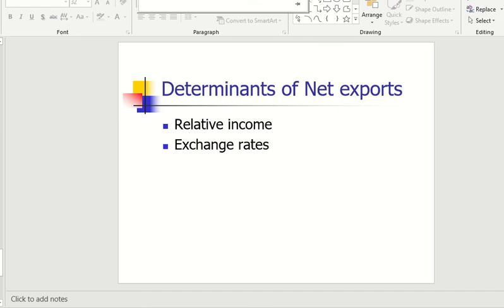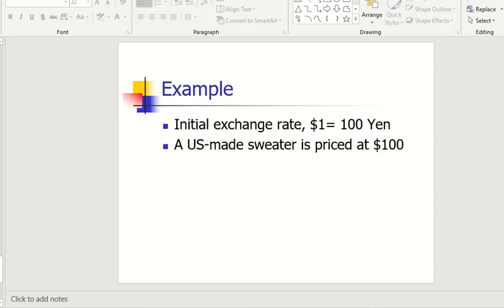So next we are going to look at an example of how a change in exchange rate can affect the net exports of an economy. So let's consider two countries, two economies, or two major trading partners, the United States and Japan. So two trading partners. Assume that the initial exchange rate is 1 US dollar exchanged for 100 yen.